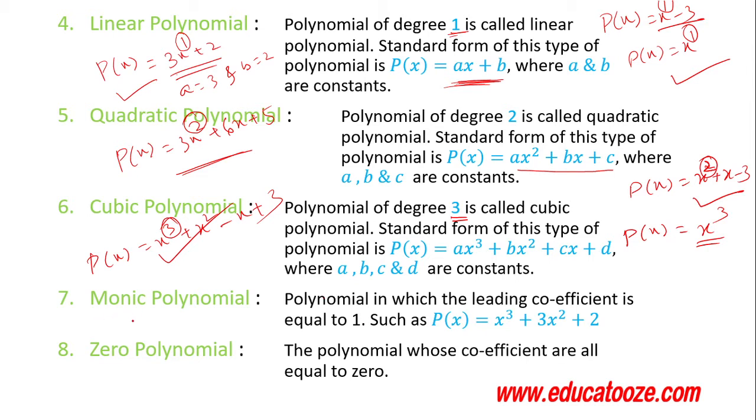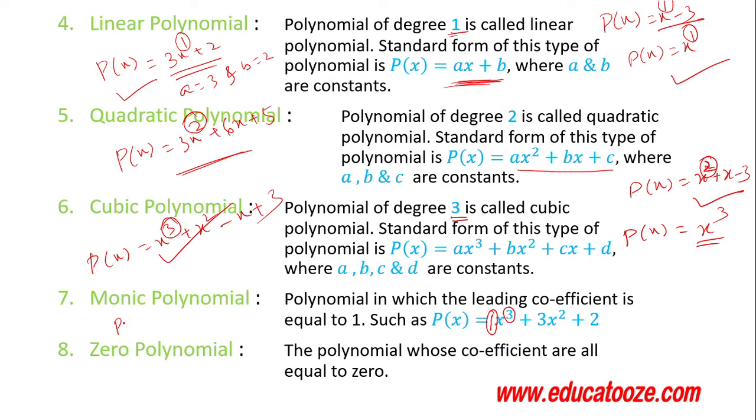Now, it's very important: monic polynomial. Monic polynomials are those polynomials whose leading coefficient is equal to 1. What is the leading coefficient? It is nothing but the coefficient of the leading term. What is the leading term? The highest power of the variable is the leading term of the polynomial. If the leading coefficient of the polynomial is 1, then that type of polynomial is a monic polynomial.